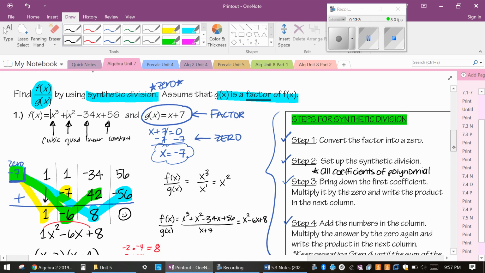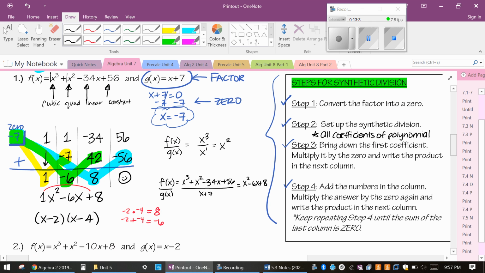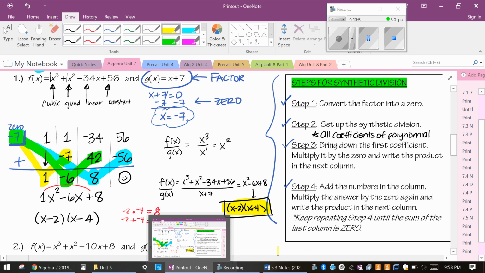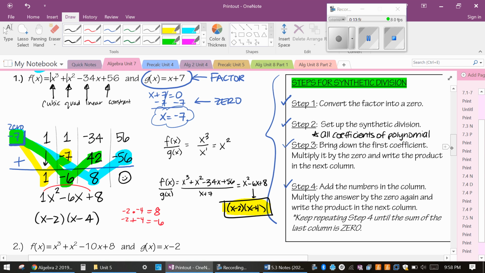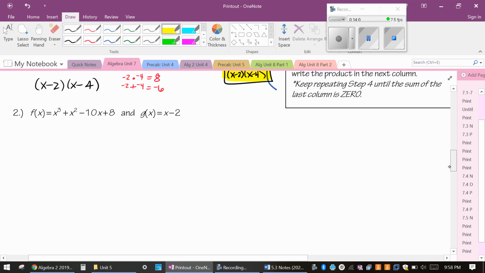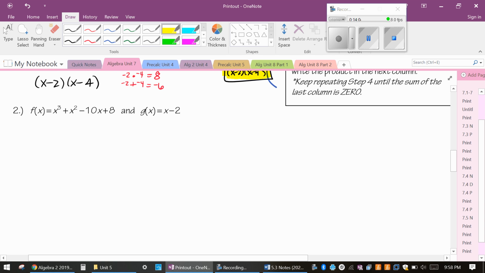But for this one, we're just going to practice using synthetic division. Once we obtain a quadratic, we're going to go ahead and factor it. So your solution should be factored. The answer is x minus 2 and x minus 4. Remember that you can always pause and rewind the video when necessary. This will definitely get easier the more we practice, so don't panic.